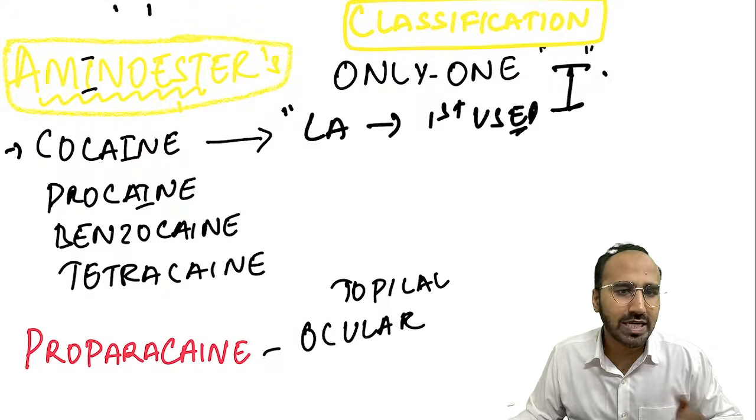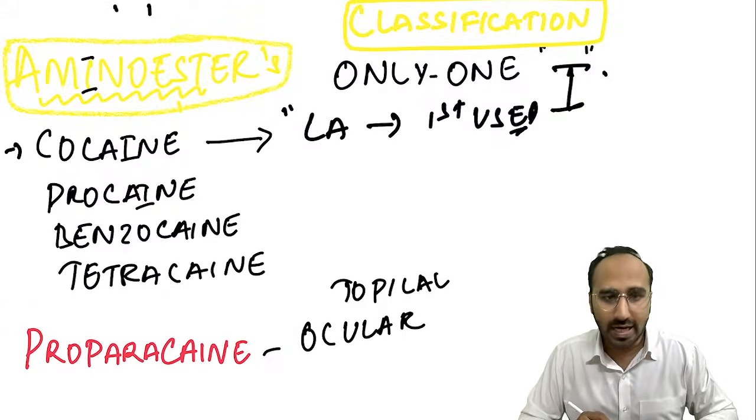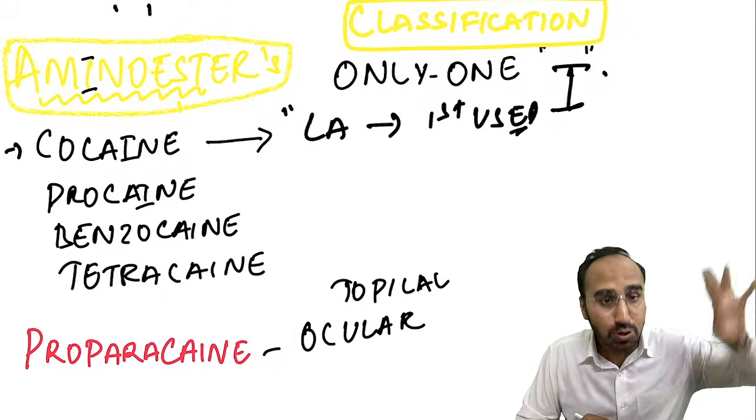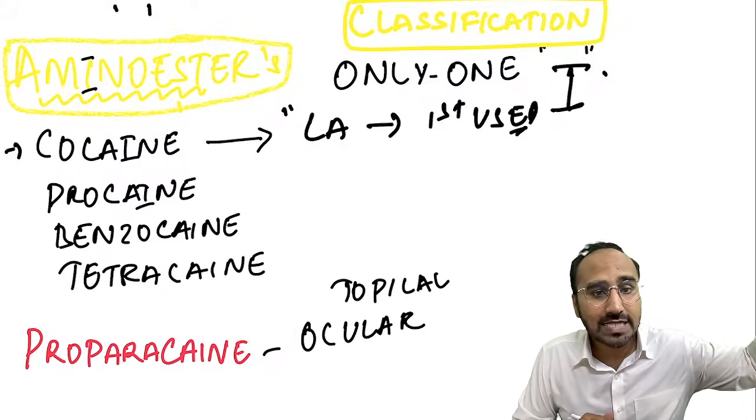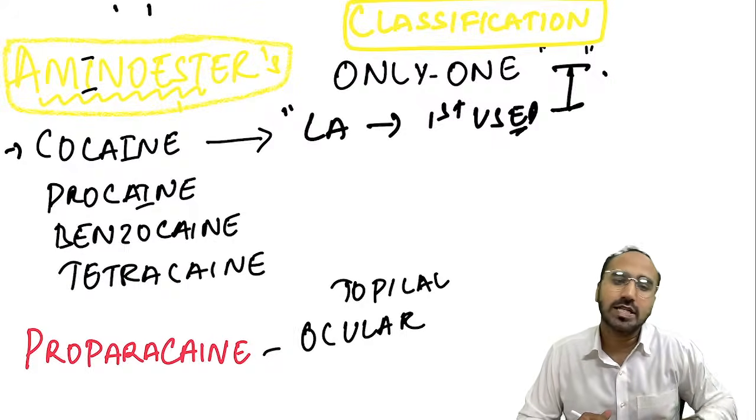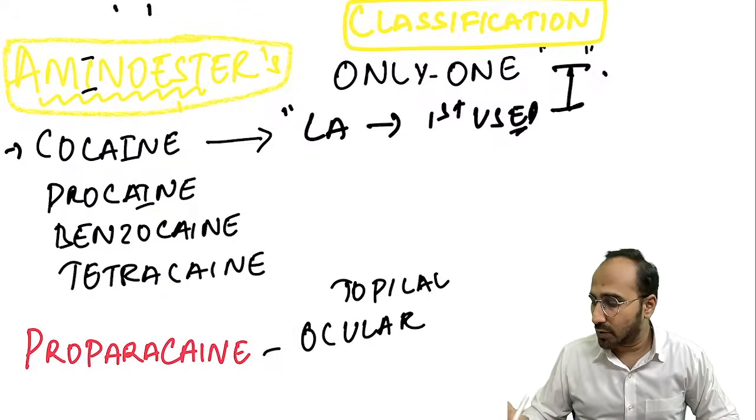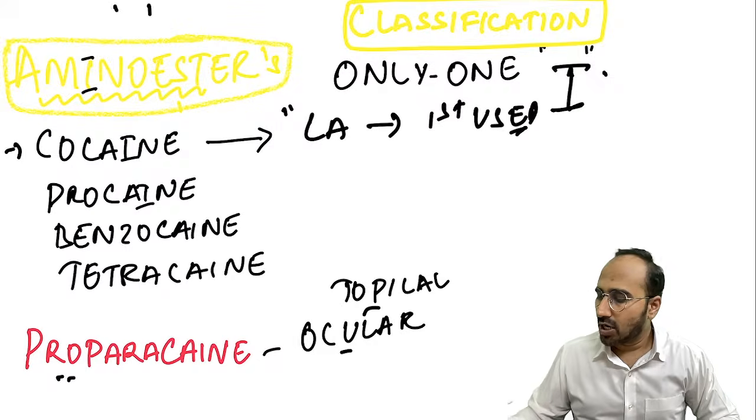Cocaine is not used these days; nowadays people are abusing cocaine. Okay? Cocaine was used as a local anesthetic for eye surgery as well as spinal anesthesia. Nowadays it is not used. It is the most abused one. Okay? Proparacaine is a topical ocular local anesthetic.